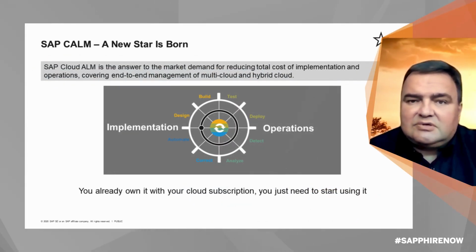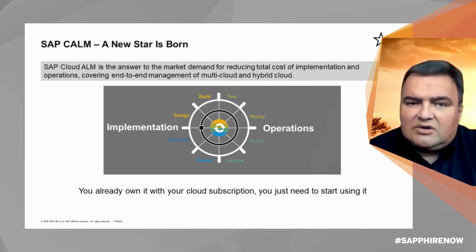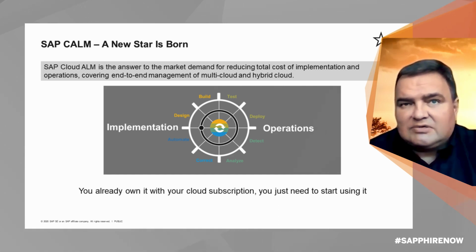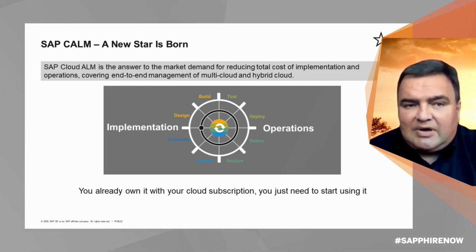So there's great news. SAP Cloud ALM, a real cloud native solution, is a new star and is born. It is the answer to the market demand for reducing total cost of implementation and operations. That's the scope of that solution, covering end-to-end management of multi-cloud and hybrid cloud environments. It comes with a daily increment as a cloud-native solution with all the advantages of a cloud-native solution. And now there comes the best news of all. You already own it with your cloud subscription for any cloud solution at SAP. You just need to start using it.